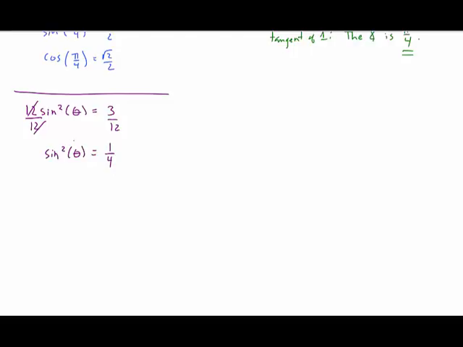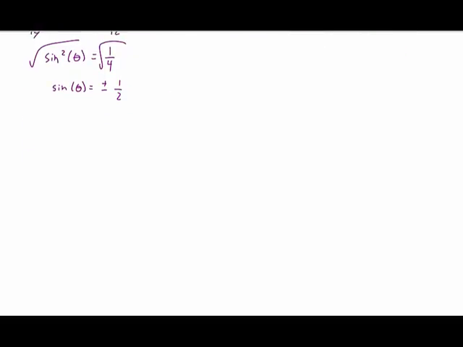Now to get sine squared theta down to sine theta, I'd take the square root of both sides, and I'll have the sine of theta equals, remember I have two roots here, plus or minus, the square root of 1/4 is 1/2. So I really have two equations that I go after here. I have the sine of theta equals positive 1/2, and then I have this other equation, the sine of theta equals negative 1/2.